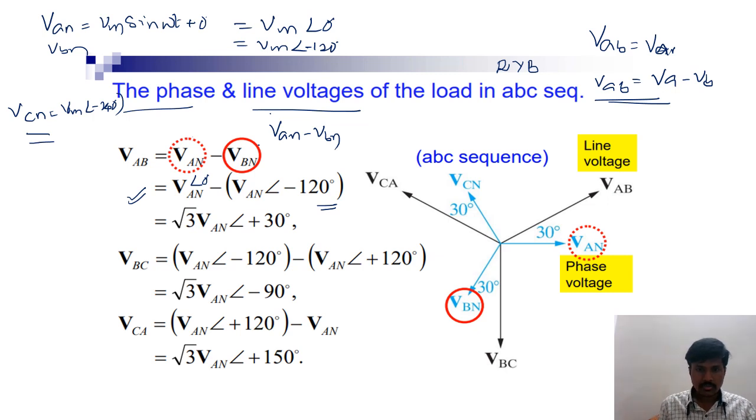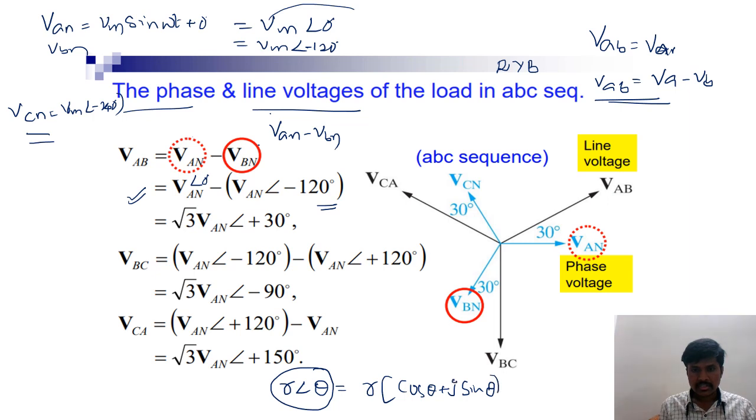So how to solve means here, we know in mathematical expression, R at an angle theta is equal to... This is the polar representation. That is R at an angle theta. This you can write as R into cos theta plus j sin theta. So write this expression to expand this statement to get this one.